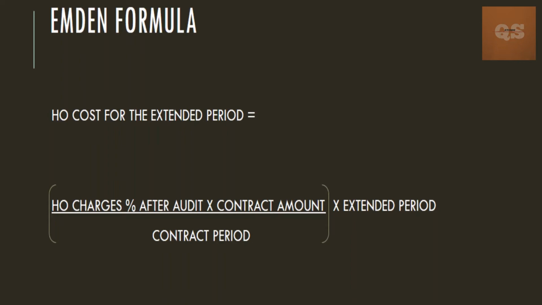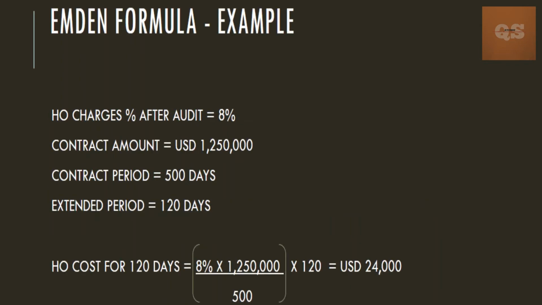If you have X as your total amount spent in your head office, and your contract amount is Y, then X divided by Y into 100 will be your head office percentage after the audit. This percentage can be used in the Emden formula. So let's see the example.